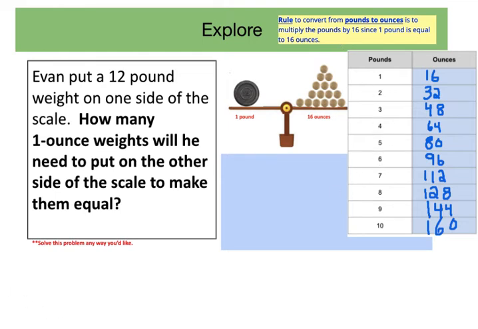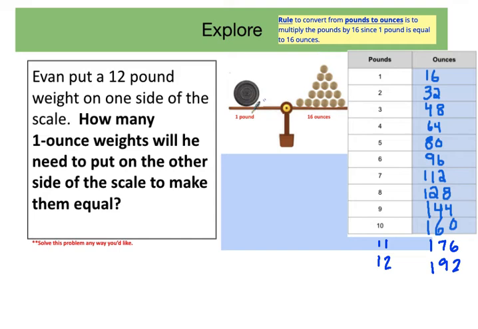So we could have tackled this a couple of different ways. Again, it says you can solve this problem any way you choose. If you felt more comfortable using addition, you might have continued with this table. So if we knew 10 pounds was 160, we know that 11 pounds would be 16 more, which would give us 176. Then for 12 pounds, we'd go ahead and add another 16 here, and we would get 192.